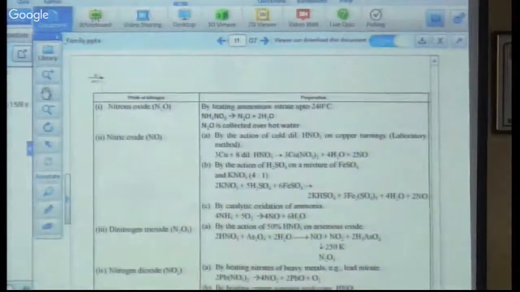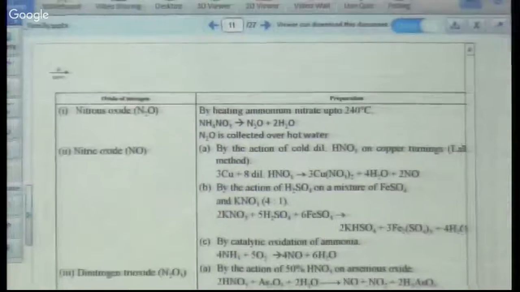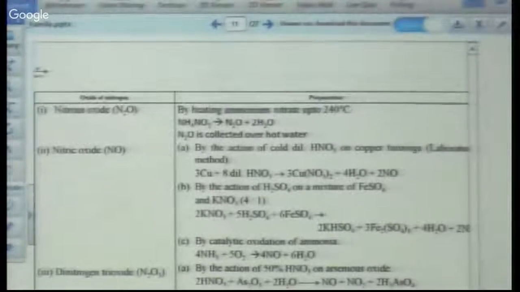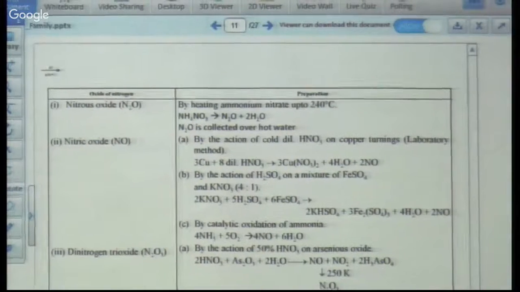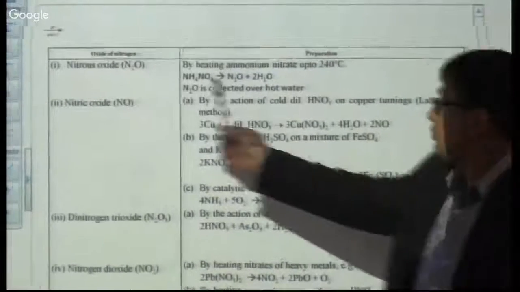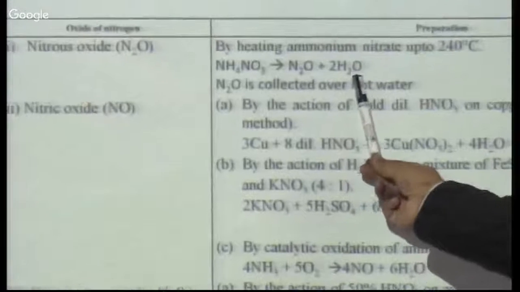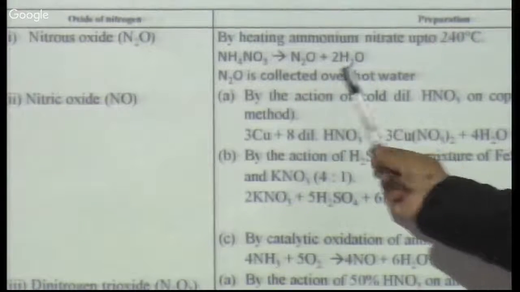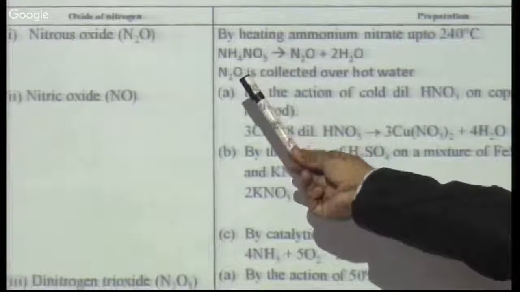This is the preparation of nitrous oxide. All the methods of preparation of nitrogen and 3 oxides. Most common preparation of N2O, nitrous oxide, is ammonium nitrate heated to give N2O and H2O. Clear? Ammonium nitrate is heated at very high temperature, approximately 250 degrees centigrade.